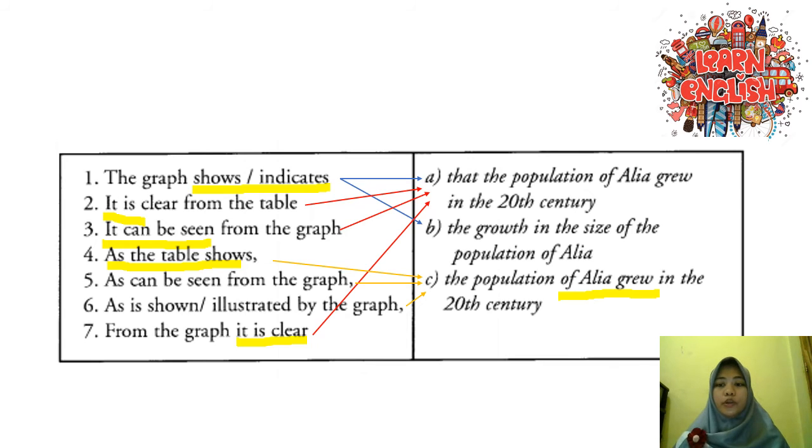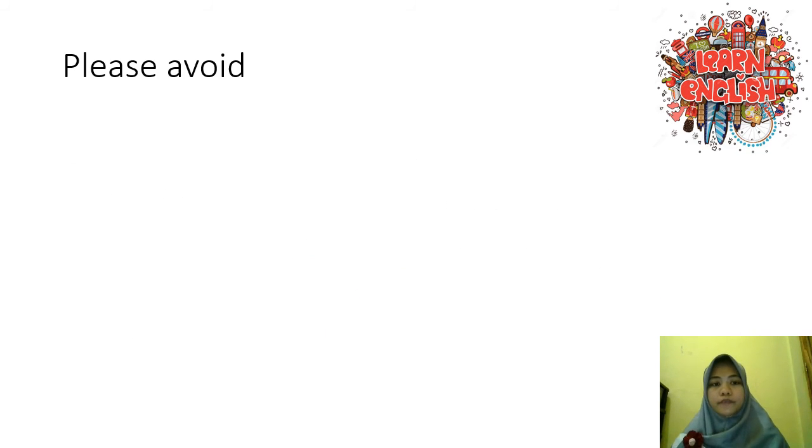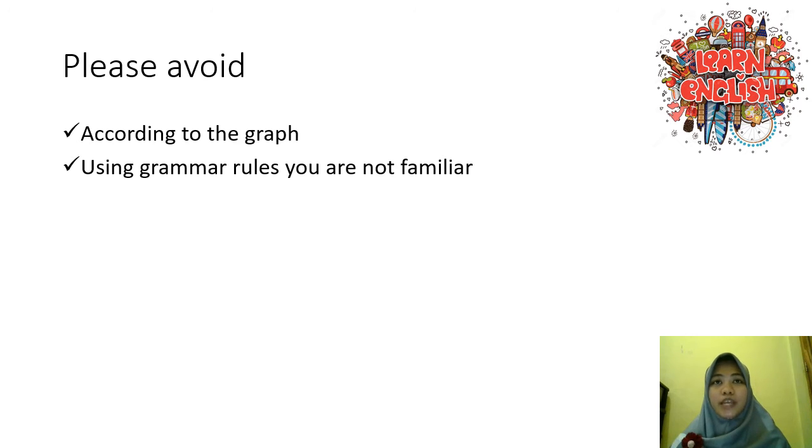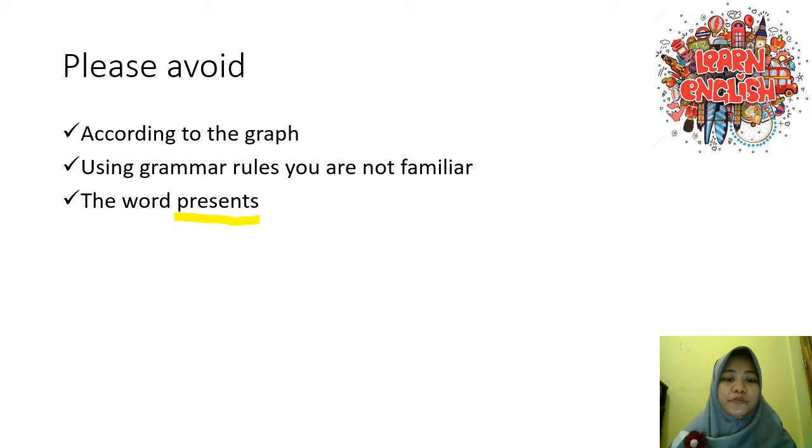Those are some options you can use for your introduction paragraph. Please avoid writing "according to the graphs." Just say that the graph shows, from the graphs we can see blah blah blah, but try to avoid writing according to the graphs. And avoid using grammar rules you are not familiar with, because this is a test. If you are not really sure about a certain grammar rule, please avoid it. Just use simple but understandable and correct sentences. Simple but correct sentences are safer for you. Then avoid using the word present. This is the tip from the IELTS book that I got.